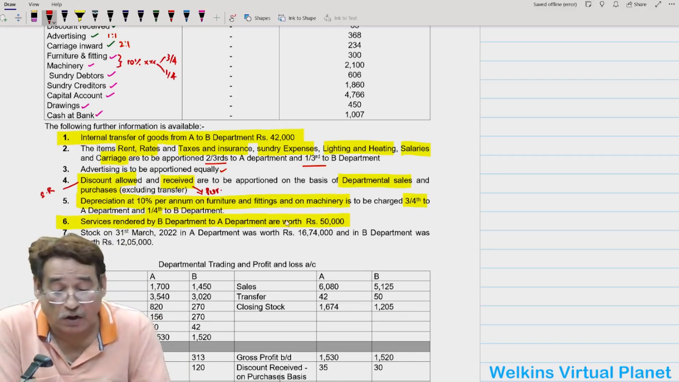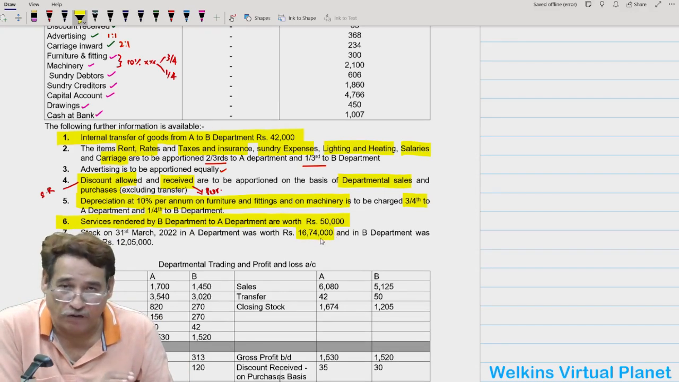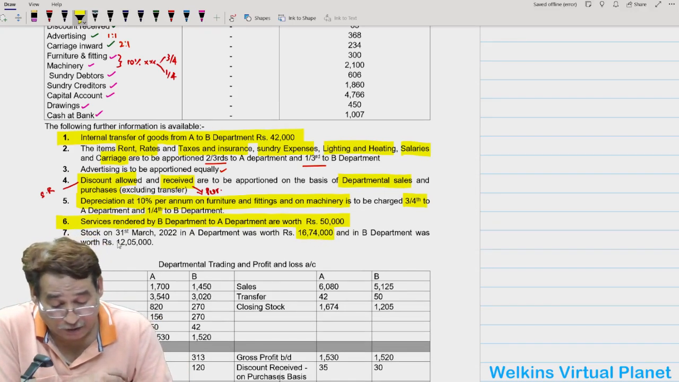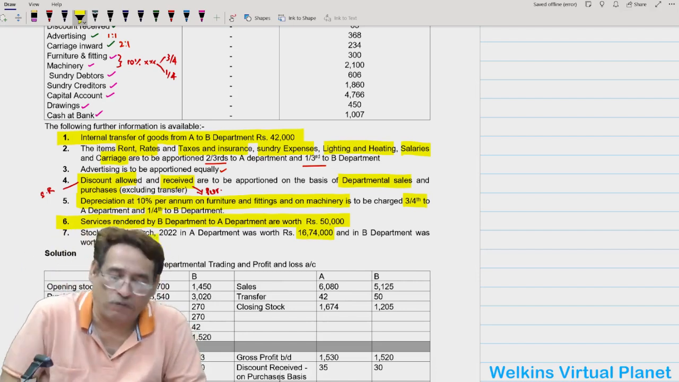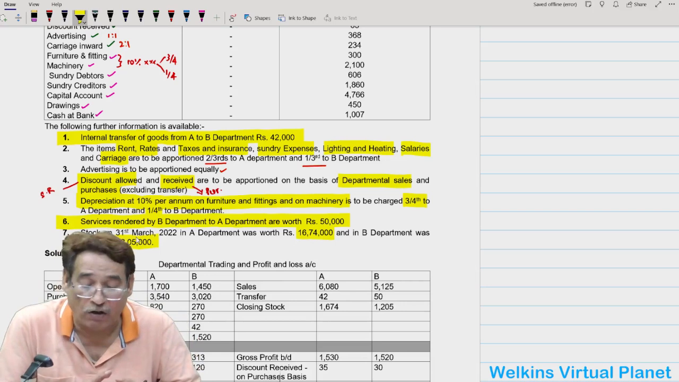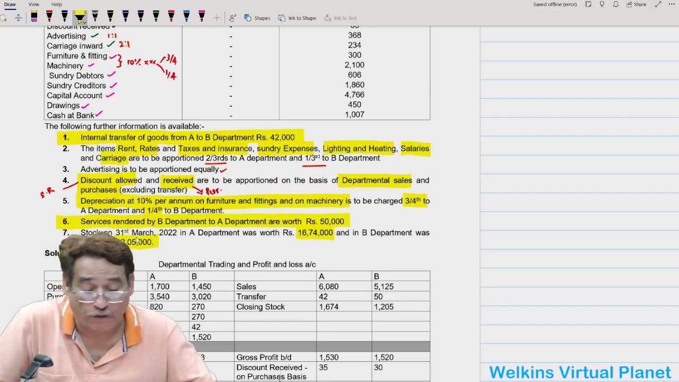Then further, we have been given closing stock. Now closing stock, remember one thing, is given as 16,74,000 and 12,05,000. So this is how you will have to solve this question. The question has been given in a solved manner, no doubt about that, but still I will do it for you. Now in this question, first of all, what will you do?